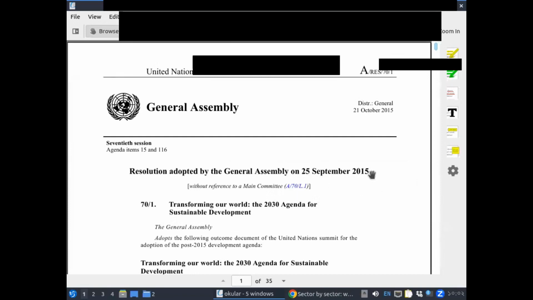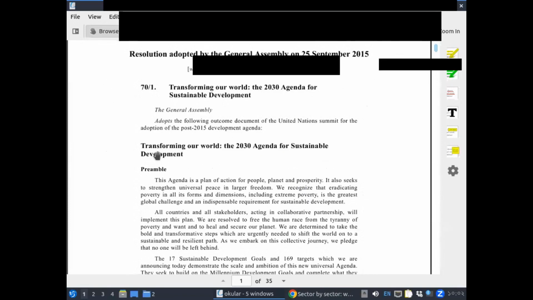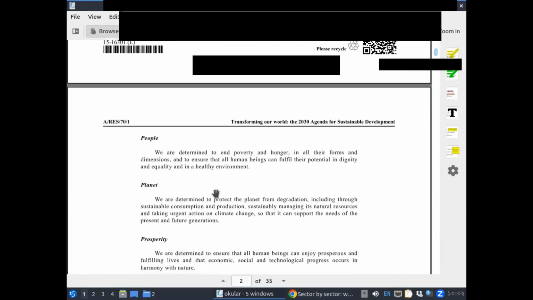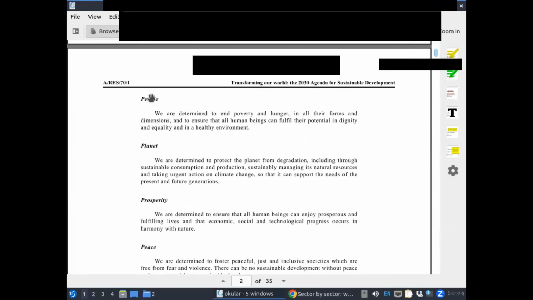So in that assembly in the year 2015, the title of this document is Transforming Our World: the 2030 Agenda for Sustainable Development. And in the preamble, they are talking about this 3P. People: we are determined to end poverty and hunger in all their forms and dimensions, and to ensure that all human beings can fulfill their potential in dignity and equality and in a healthy environment.